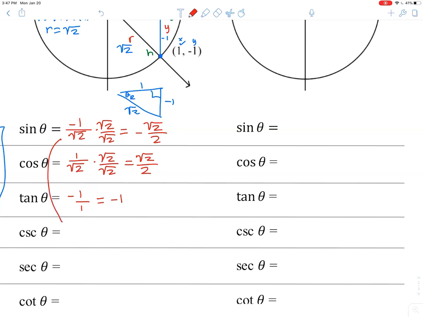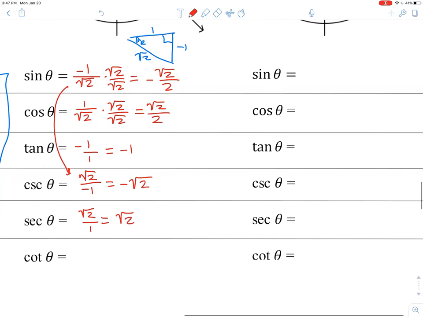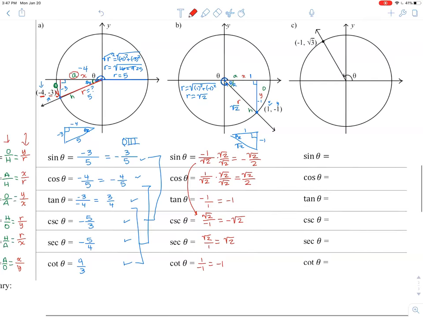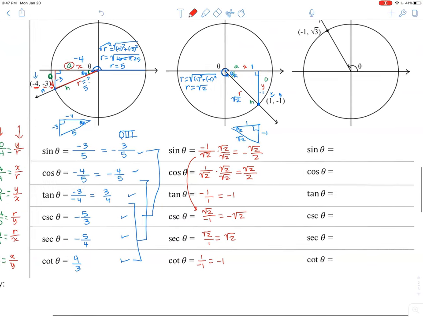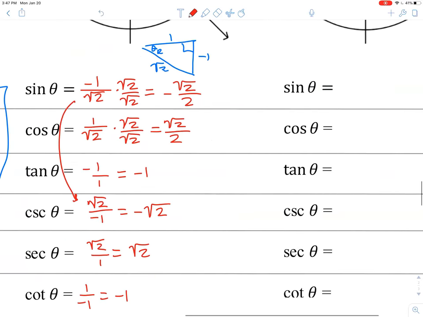All right, cosecant is just a reciprocal of sine. And I think I'd like to flip over its original hypotenuse over opposite, because then I'm not putting a radical in my denominator when I do my reciprocal value. Okay, secant, I think I'll do square root of 2/1, or square root of 2, and then cotangent is 1/-1, or -1. And there you go. So now you've found the sine, cosine, tangent of theta, and its reciprocal values.